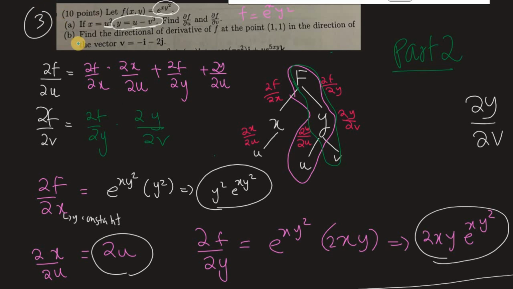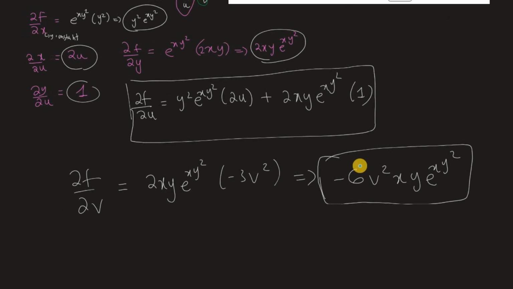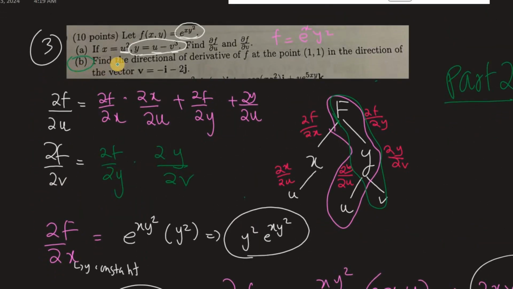Alright, so let's continue with this problem now. So we have 3b to solve now. We solved 3a in here, and this is the answer to 3a. Okay, so now in here we are finding 3b, which says find the directional derivative of f at the point (1, 1) in the direction of this vector.